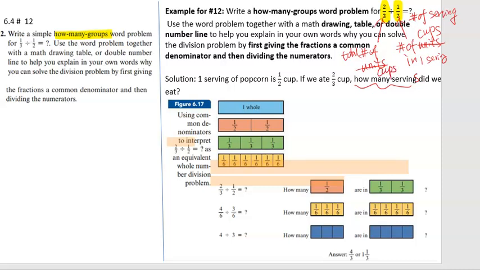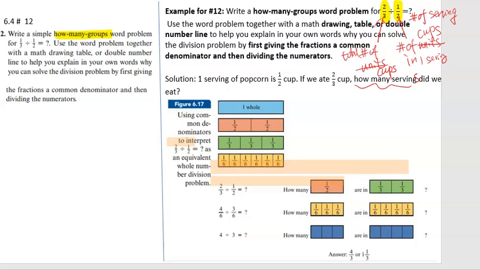So we have 2/3 cups of some kind of food, popcorn. And 1/2 means 1/2 cup in one serving. So when you rephrase the sentence, you could say 1 serving of popcorn is 1/2 cup. If we ate 2/3 cup, that's the total number of units we ate. And how many servings did we eat? Or you could say we have 2/3 cup of popcorn. How many servings would that be? Or how many servings are 2/3 cup of popcorn? Okay, so first we have the word problem.